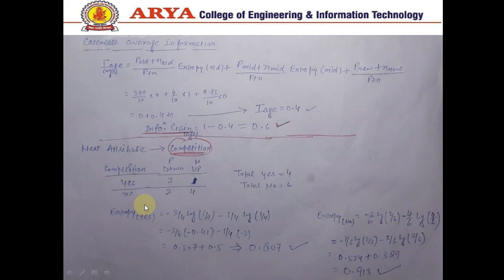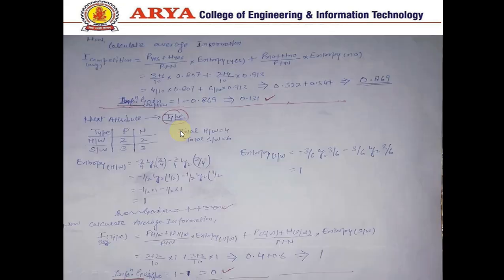Now the whole process will be repeated for other features, that is competition and type. So again we are creating the table for competition. We have 2 types of attributes, that is yes and no. We calculated all the things: 3 for down, 1 for up for yes, and in the same manner for no, 2 for down and 4 for up. So total yes 4, total no 6. Again we calculate the entropy for yes, we calculate the entropy for no. Then we calculate the average information for competition. Then we apply the information gain formula.